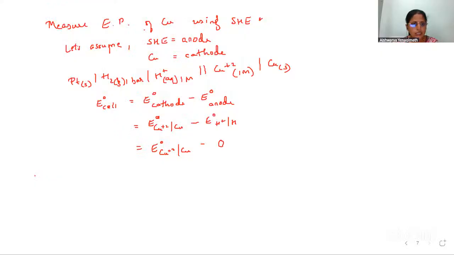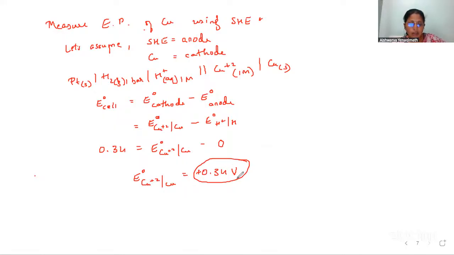So it is E naught cell, yesterday 0.34. Okay. So here E naught Cu plus 2 bar Cu is equal to 0.34 plus 0. Shifting this side, it is 0.34 volts. I am getting the value in positive. That means observe carefully here, the answer is in positive. Okay. So positive value means what?